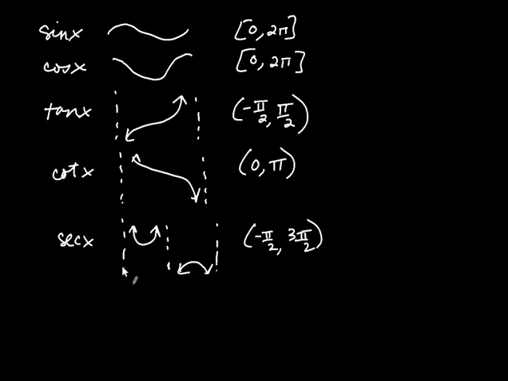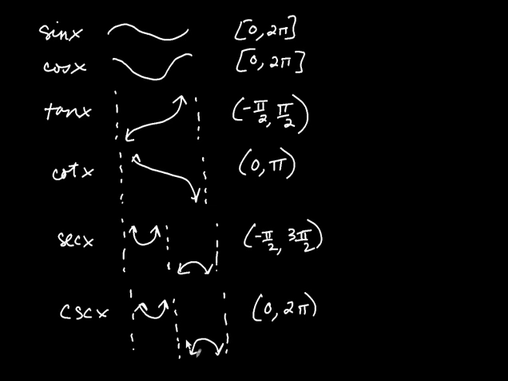So this asymptote's going to be at negative pi over 2, and that one's going to be at 3 pi over 2. And finally, the last function we'll be graphing, the basic shape of cosecant, has an asymptote on the left, an asymptote on the right, again an asymptote in the middle, and it's going to look like this as well. But it's different than secant because we're going to be graphing that from 0 to 2 pi. In other words, the asymptote here is at 0 and this one's at 2 pi.